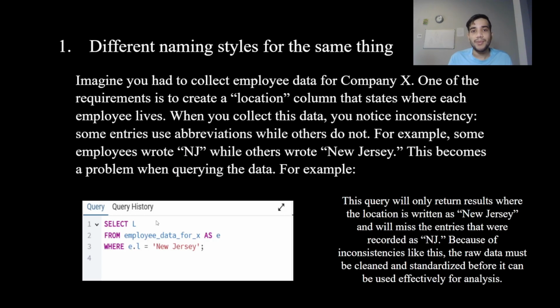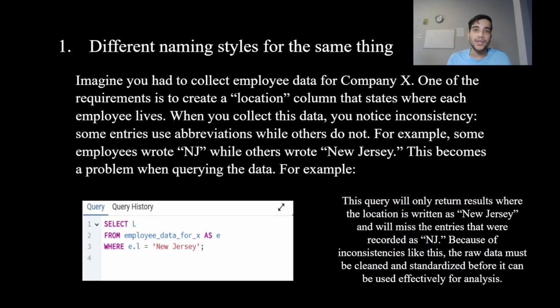Another example could be different naming styles. Imagine that you were collecting data for a company X on employees. And let's say that your data analysis requires that one of the columns is a location column that states the location of the employee. Now, let's say that when you collected such raw data, in some of the rows, the location column had NJ, meaning New Jersey. They use abbreviations. You notice that in some of the rows, instead of using the abbreviation, they use just New Jersey.